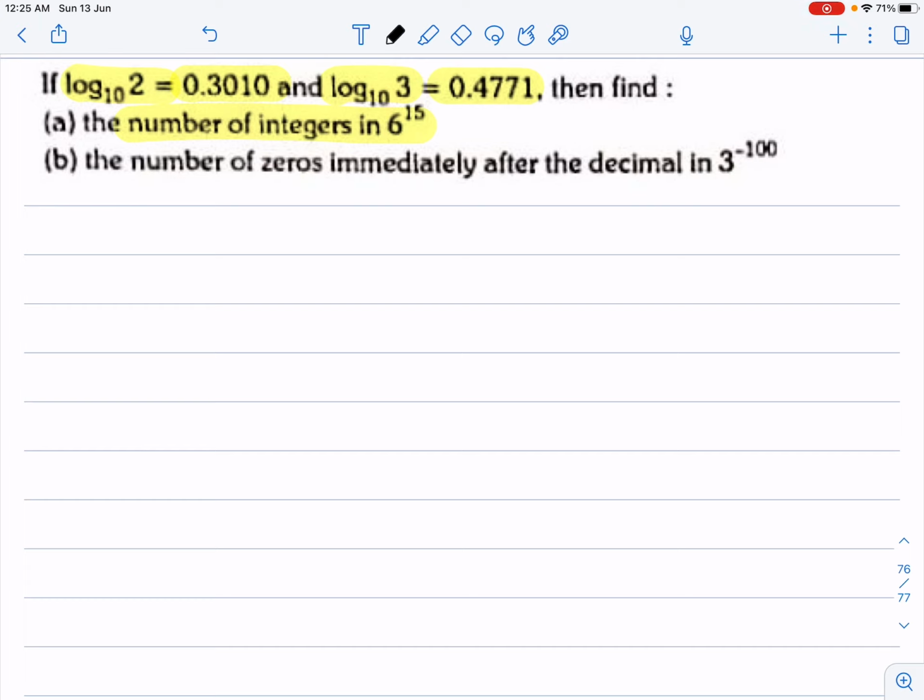You might be remembering. If I want to know the number of digits in 6 power 15, I would have to take log of that number. Let us assume N is equal to 6 power 15. So log of N base 10 has to be taken by me. So that will be becoming what? Log of 6 power 15 base 10.